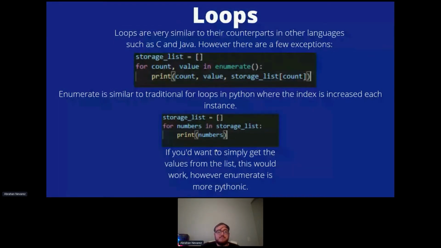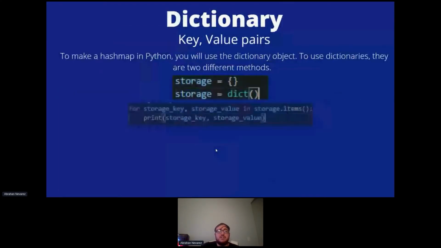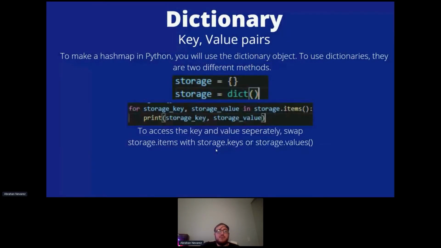Now, dictionaries. Everyone's very familiar with hash maps in Java. If you're not, it's also a hash table in C. But dictionaries are a key value pair. And within Python, there's also two different ways to call dictionaries as well. There's the regular curly brackets, and then there's a dict. Again, I recommend personally the curly brackets as a much faster lookup.